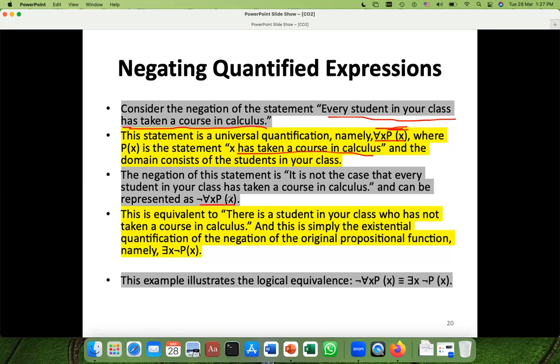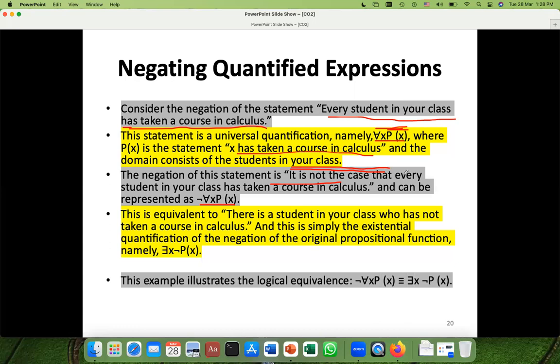So if this is the negation, now you have to solve the negation. You have used the negation here: negation of for all x, P(x). And how did we represent negation in chapter 1? I told you you can just introduce this before the sentence: "It is not the case that every student in your class has taken a course in calculus." So you can introduce only this part before the sentence to represent negation.